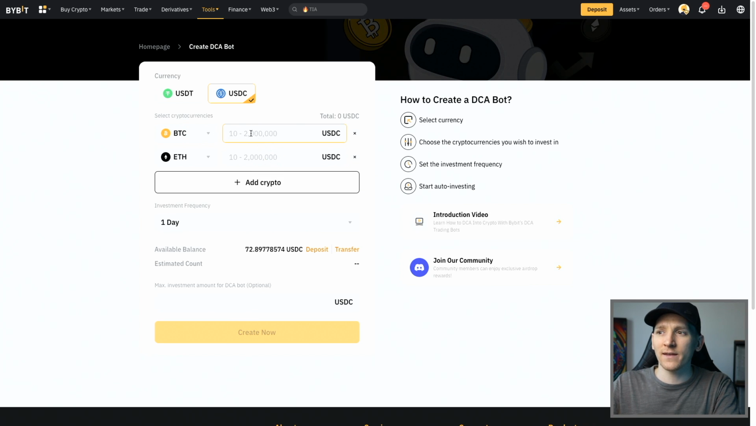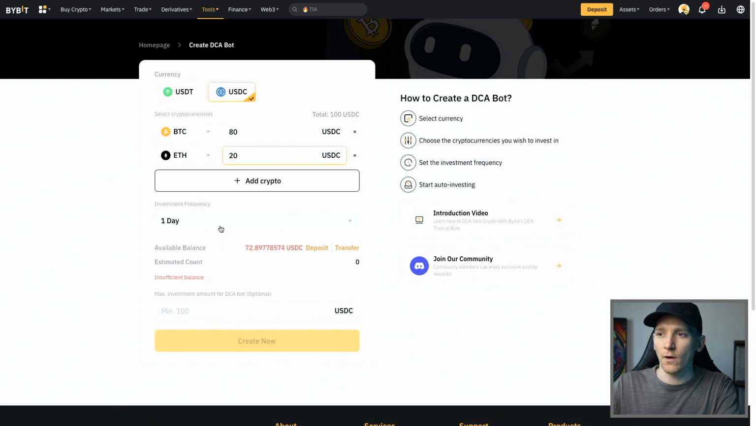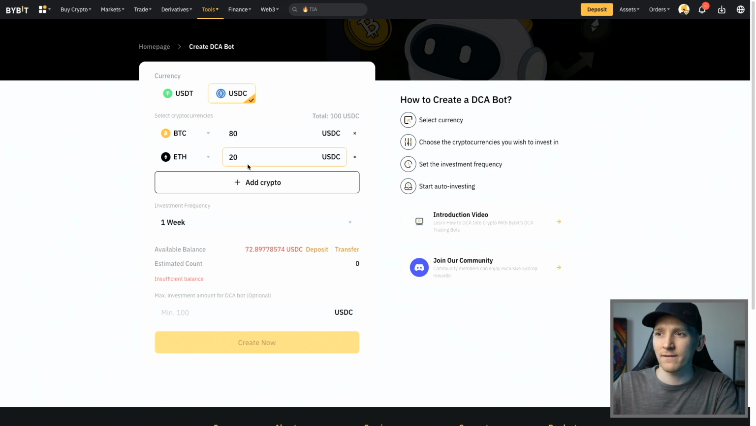Now what this is doing is setting up consistent buys. So I want to go in, let's say a 80-20 ratio. So $80 and $20 here. So my total would be $100. And then that would be my dollar cost average. And I can set up the investment frequency. So I'm going to do this every week. And you can see the available balance isn't enough, but that doesn't matter for this tutorial.